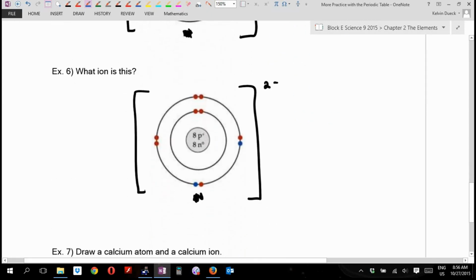Hey, what ion is this? So we would write this as O2 negative. Did oxygen gain or lose electrons? It gained. How many? 2. How many electrons does it have in its valence shell? 8. Okay.